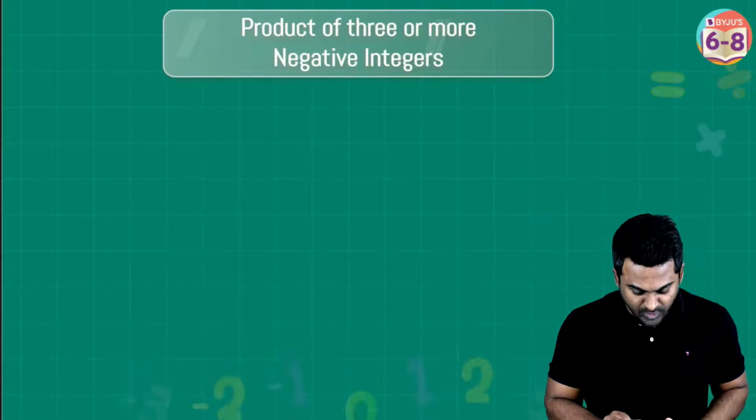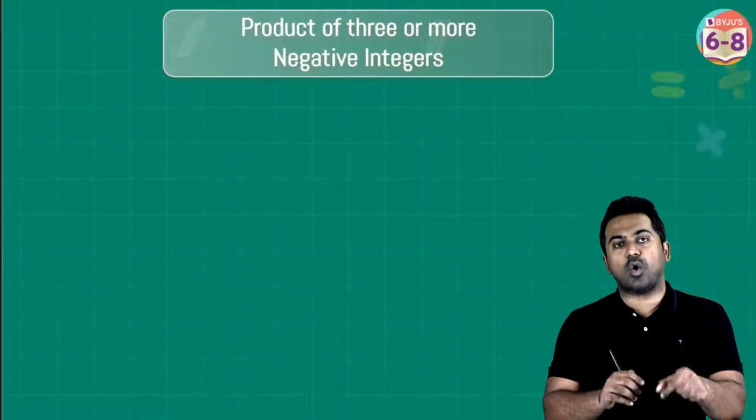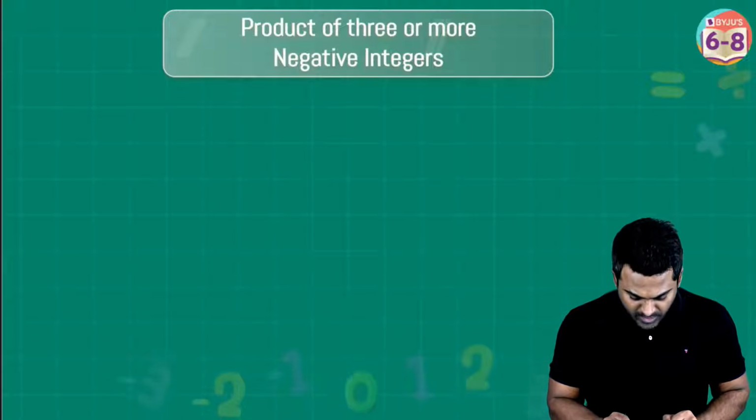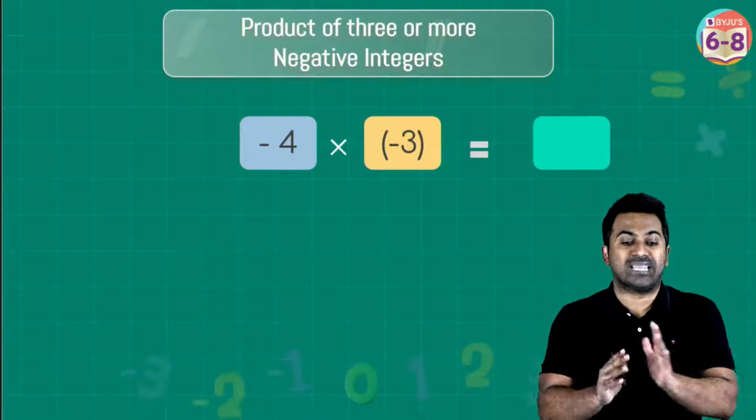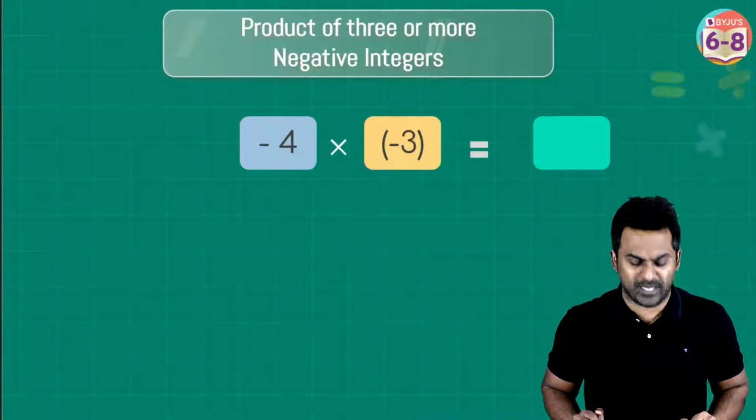Different signs, we've taken care of that. Now let's check out product of 3 or more negative integers. Come on, let's check this out. First thing, let's do this. What is minus 4 multiplied with minus 3 going to be? Minus 4 multiplied with minus 3.